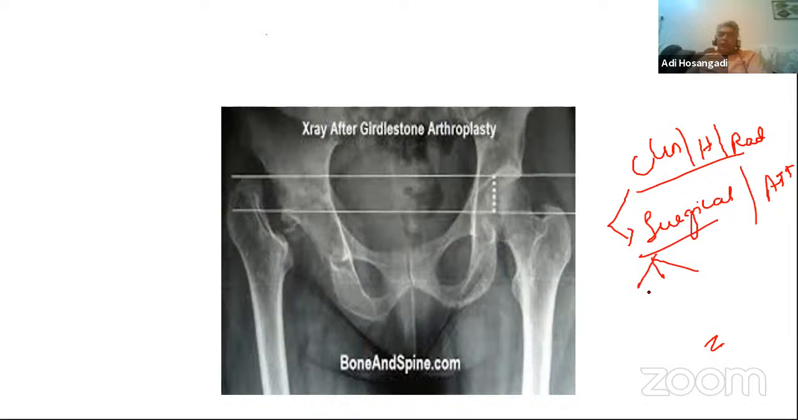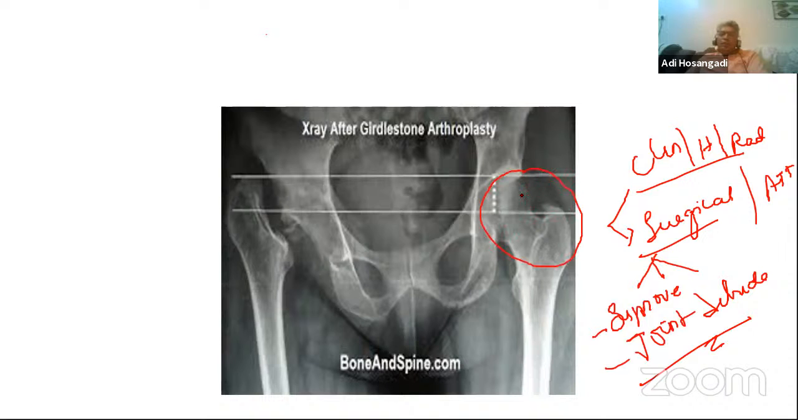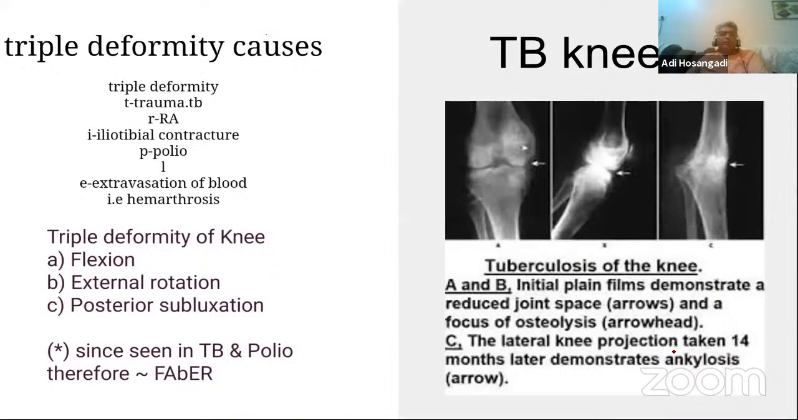So what do you do in synovitis? You do synovectomy. You do joint debridement. So you restore the original bone here. You don't do excision, you don't do resection. Synovectomy and joint debridement help the ATT drugs to reach the joint. Okay, we'll go to the knee.